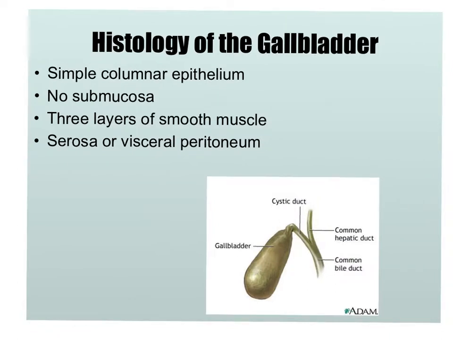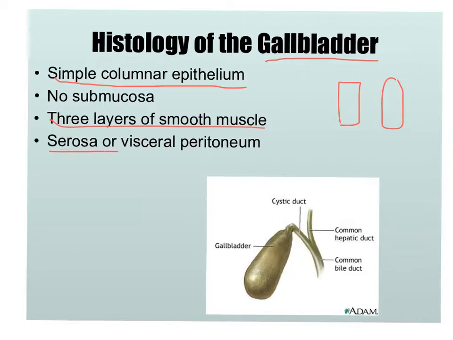And now the little helper of the liver called the gallbladder. You always see that. It's always right there underneath the liver, and it's always green. You're not going to need to know what cells, but it's simple columnar epithelium, which means it's a single layer of cells. They're not stacked on top of each other, but they're columnar in shape. Three layers of smooth muscle, you don't need to know that. And the serosa or visceral peritoneum is wrapped around them.